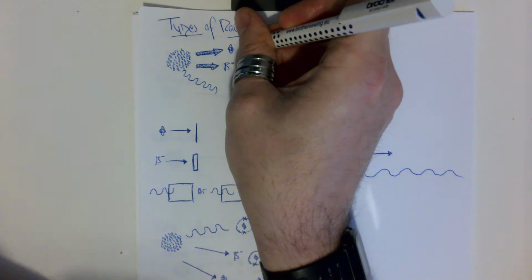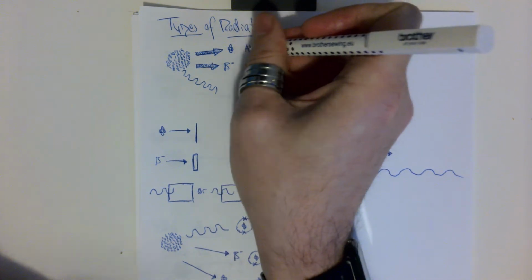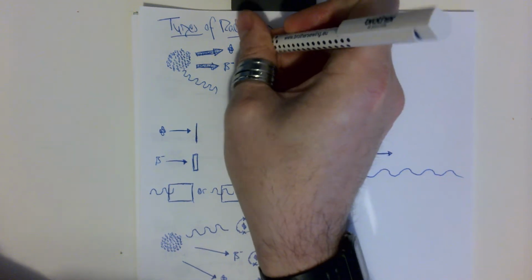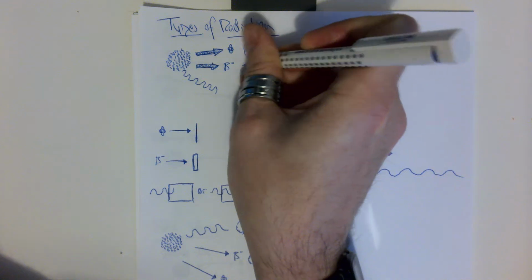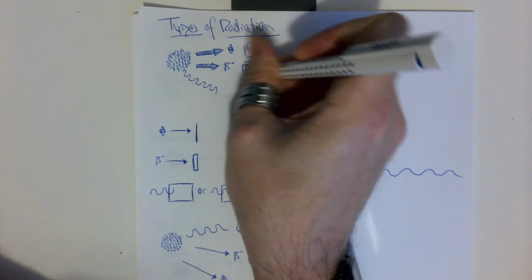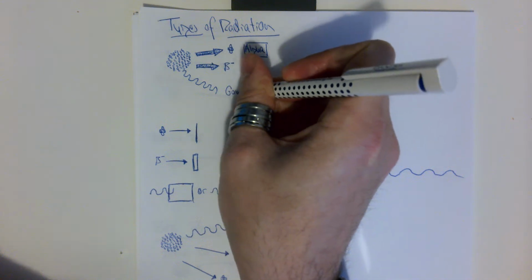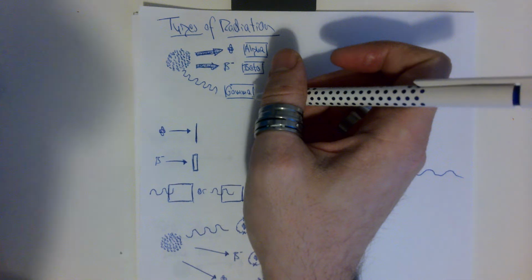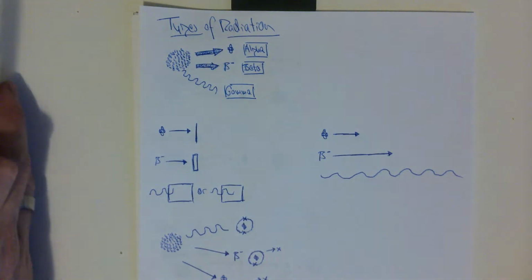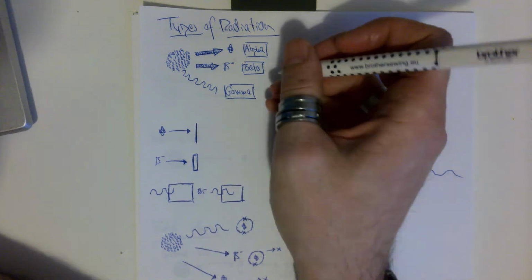The names of these three types of radiation are alpha, beta, and gamma radiation. Now, each of these has distinct, unique properties that it's important that we're able to associate with each type of radiation. So, if we start at the very top with alpha radiation.